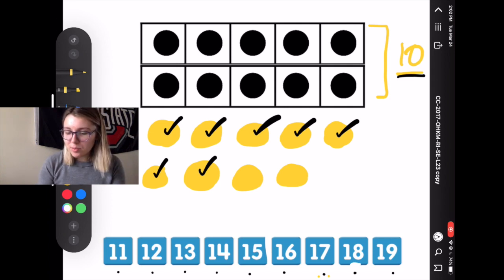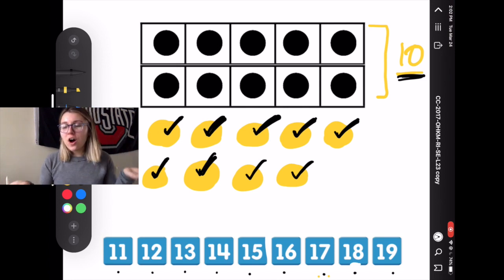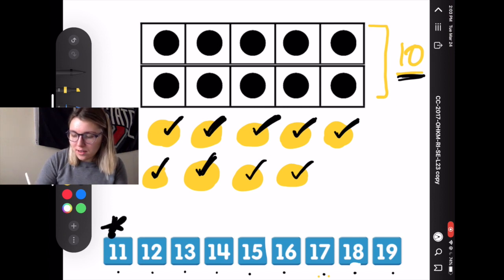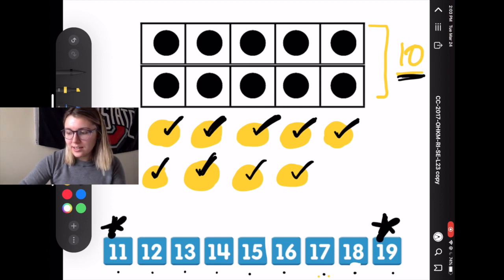Let's try to double check again, okay, ready? So we have 10, then we have 11, 12, 13, 14, 15, 16, 17, 18, 19. And so we've shown all the way from 10 up to 19. Remember, our teen numbers start at 11 and end at 19.